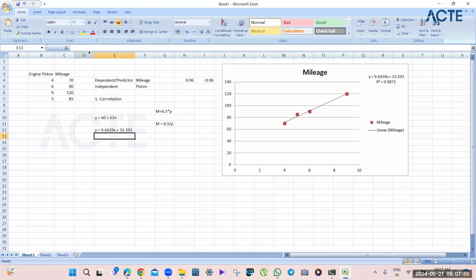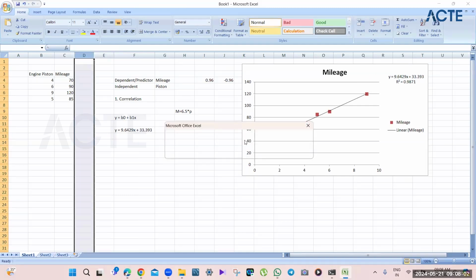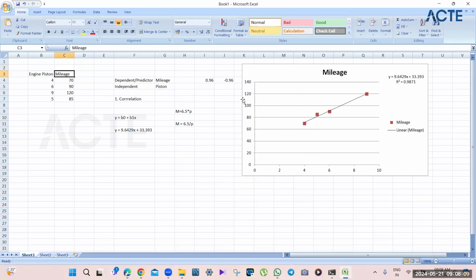Now, if we do the same thing here itself, will it work? We'll see. Let's say these are the actual mileage. Based on the existing formula, I'm trying to do the same thing. These are my predicted mileage. So I have to bring in that whole formula, which is equal to 9.6429 into this, plus 33.393. Okay, not mileage, sorry, it will be engine piston.